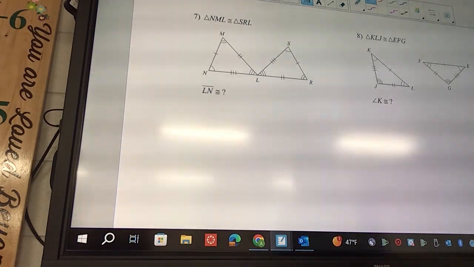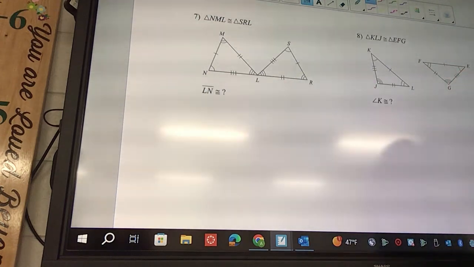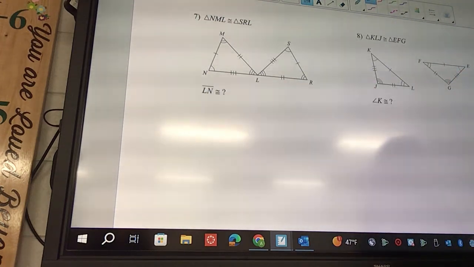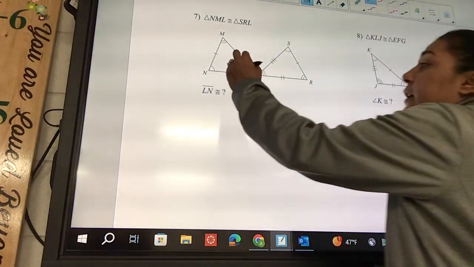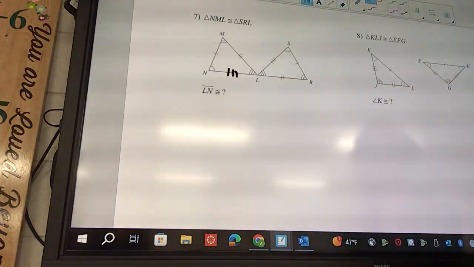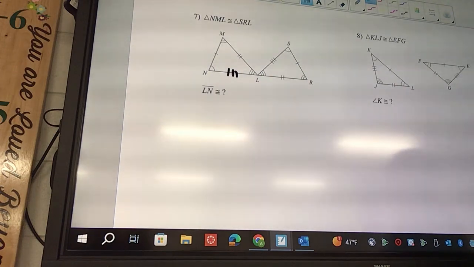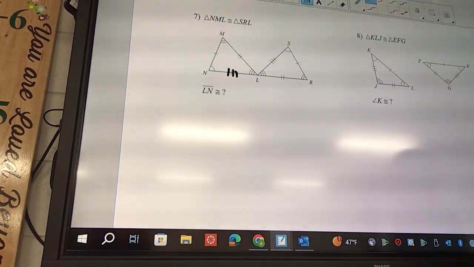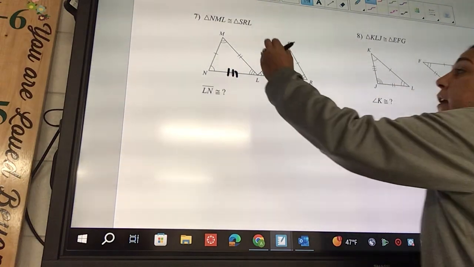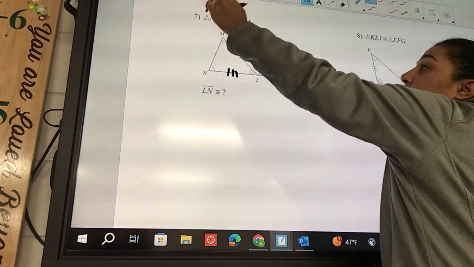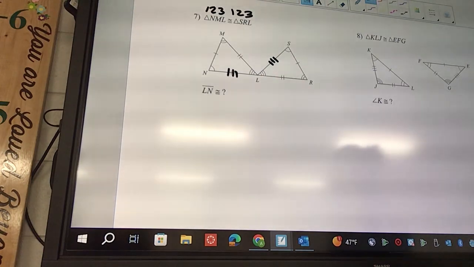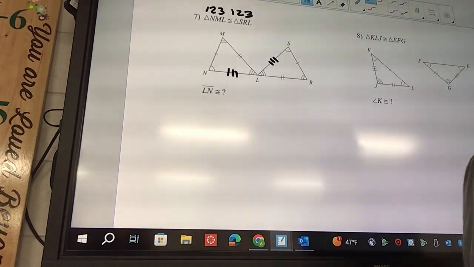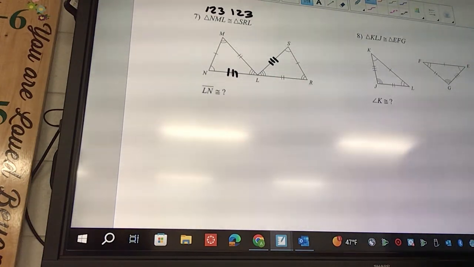So take a second, find LN. How many is that? How many tick marks does it have? 3. 1, 2, 3, right? Where's the other one that has 3 on the other triangle? L to S. LS or SL, okay, which is 1, 2, 3. Okay, now, again, number these. 1, 2, 3, 1, 2, 3. LN is in what spot? 1.